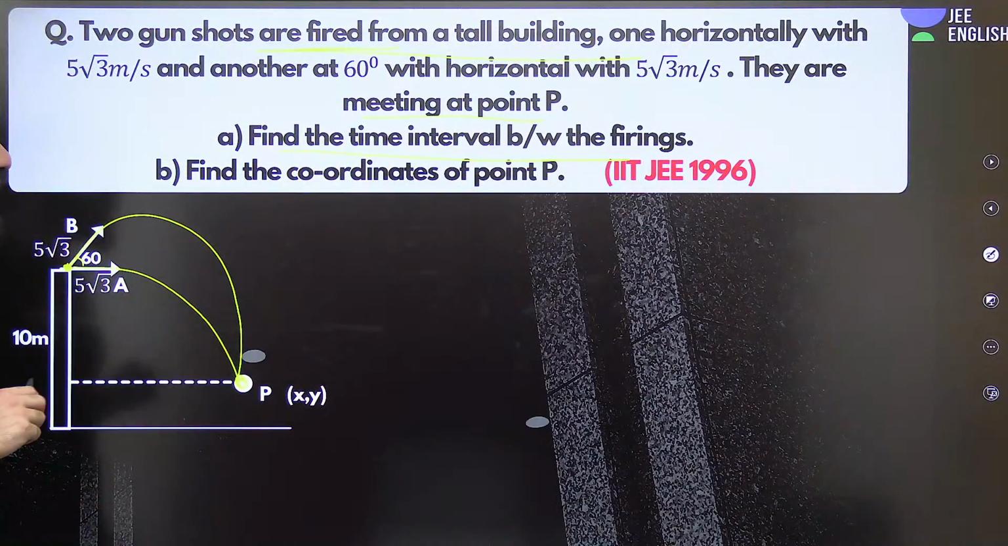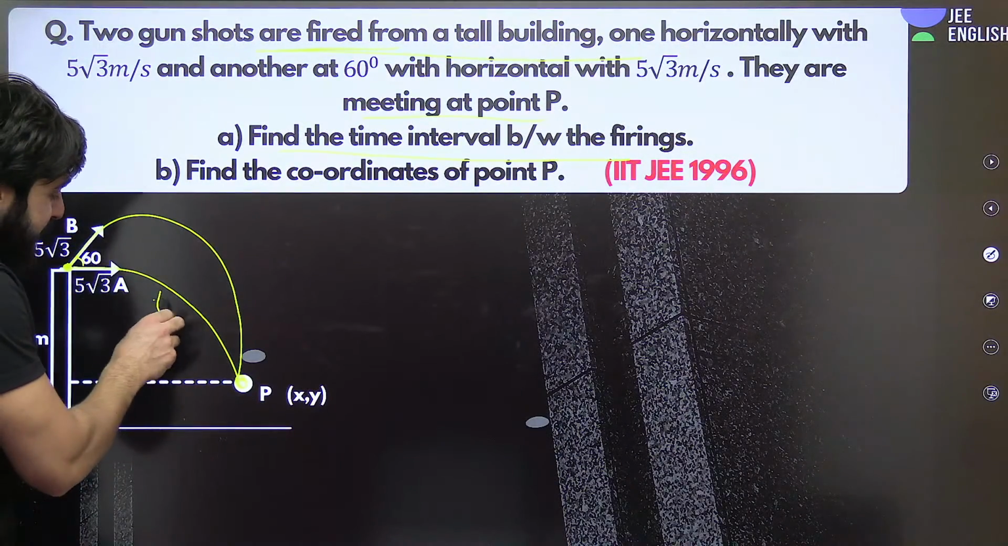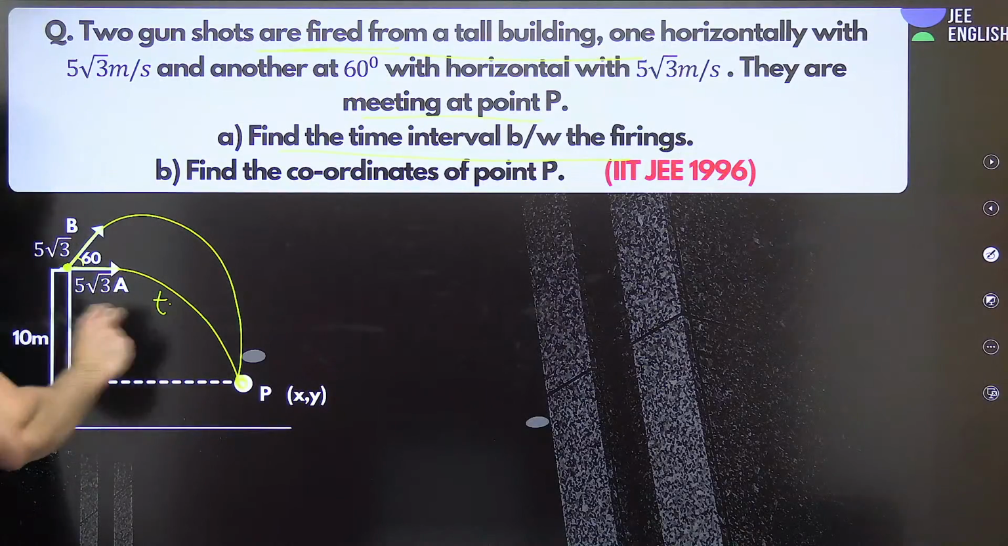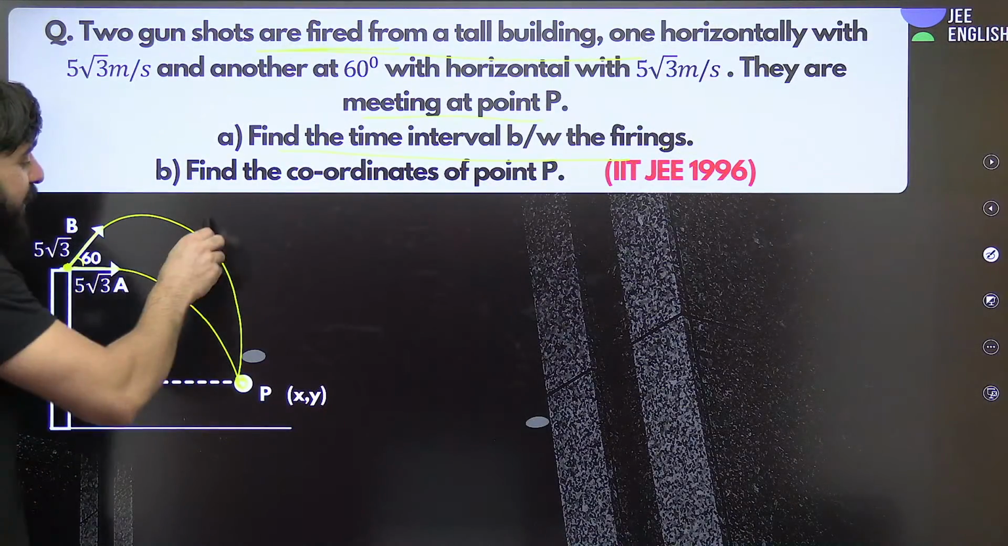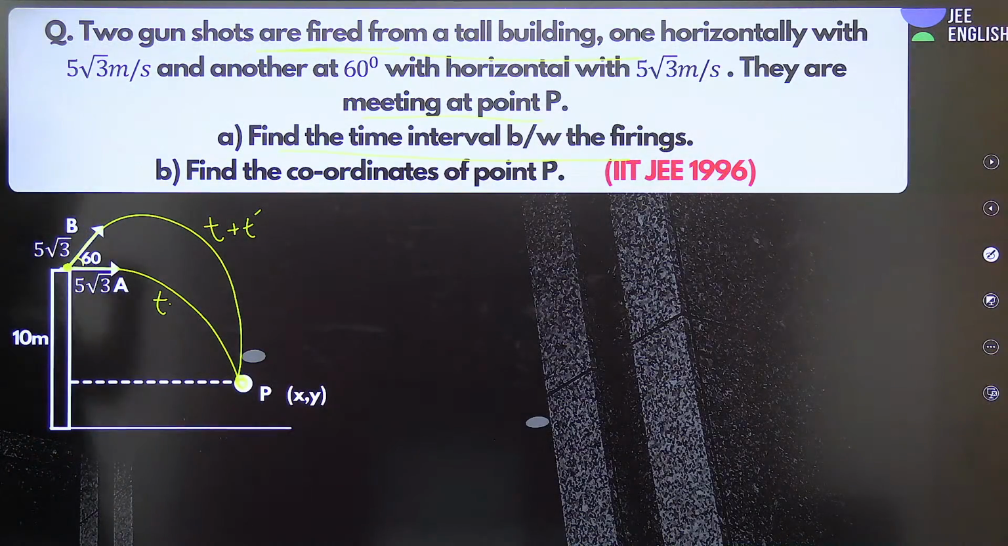Okay, now see how we can exactly solve this one. Listen to me very carefully. If I say, for example, this bullet is taking time t in reaching this point. Okay, they are colliding at this point. So this bullet, I would say it is taking t plus t dash in reaching this point. Fine. This is the point number one.